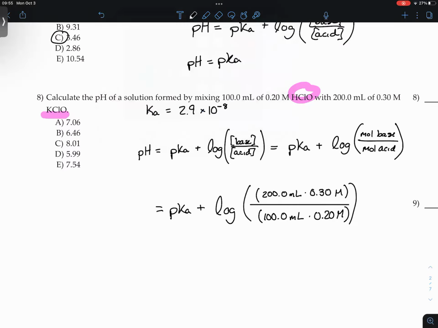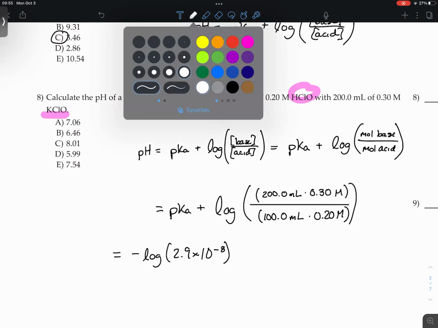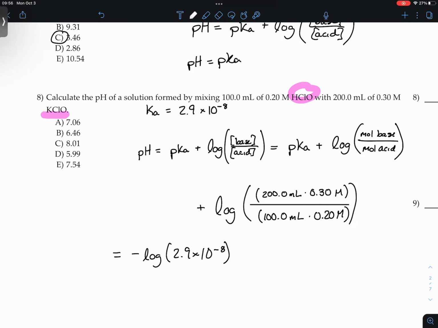I guess just to be good, the pKa is the negative log of that 2.9 times 10 to the negative 8. All right, so I'll substitute that in. Whoops, should have known that that was going to happen. All right, so I punch that into my calculator and I get that my pH is going to be equal to 8.01.